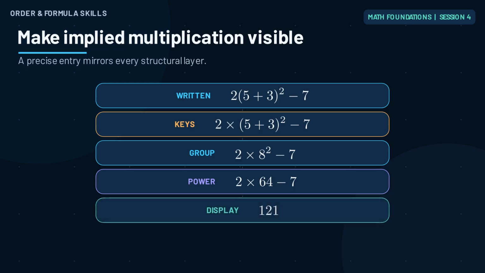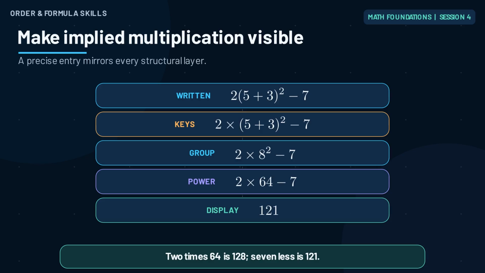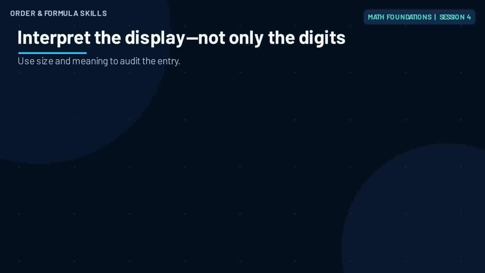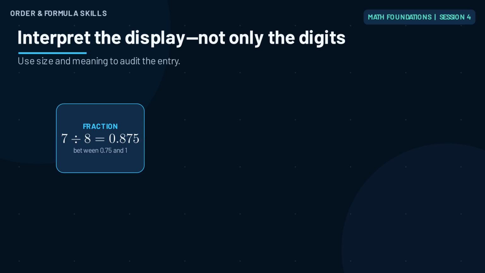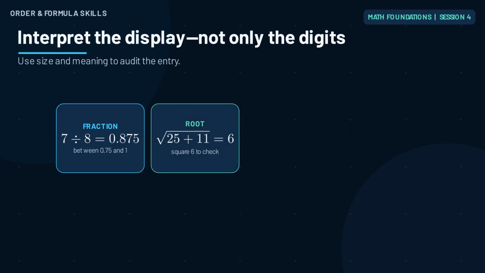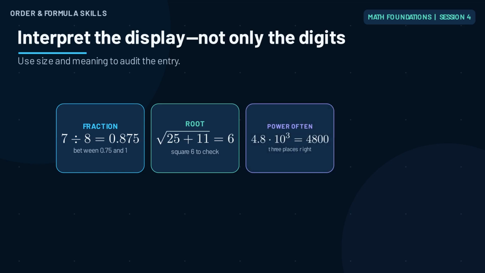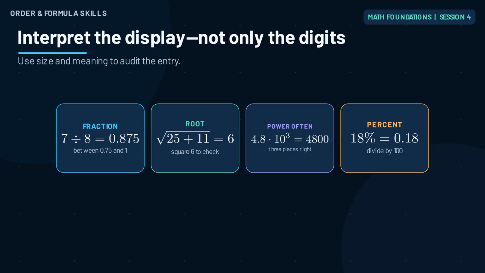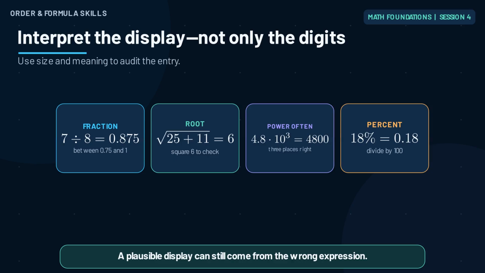Estimate before trusting the display. 2 times 64 is 128, so an answer 7 less should be 121. A display still needs interpretation. 7 divided by 8 becomes 0.875, a value between 3/4 and 1. The square root of the quantity 25 plus 11 becomes the square root of 36, or 6. 4.8 times 10 cubed represents 4,800. 18% represents 18 divided by 100, or 0.18. In each case, connect the screen back to size and meaning.